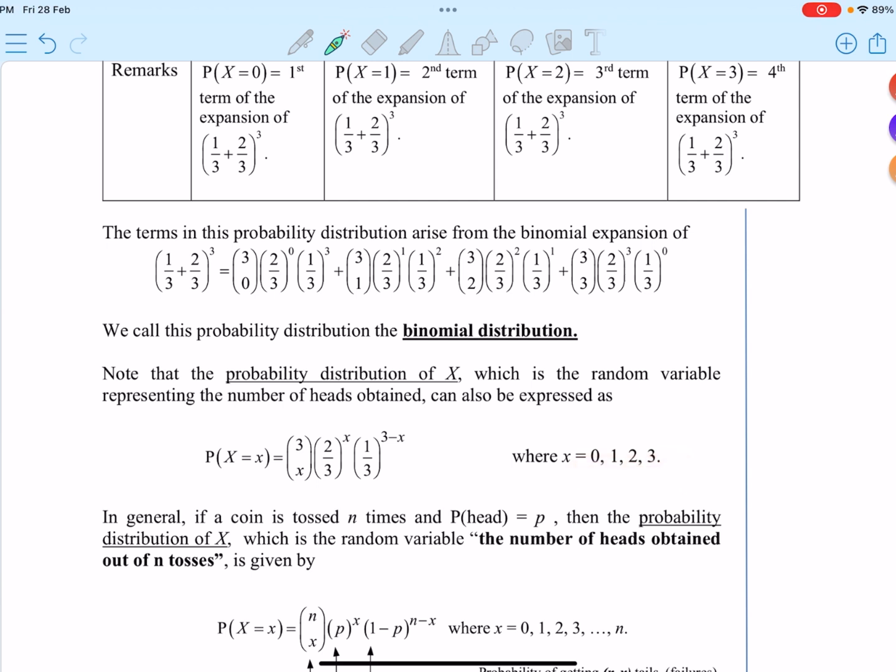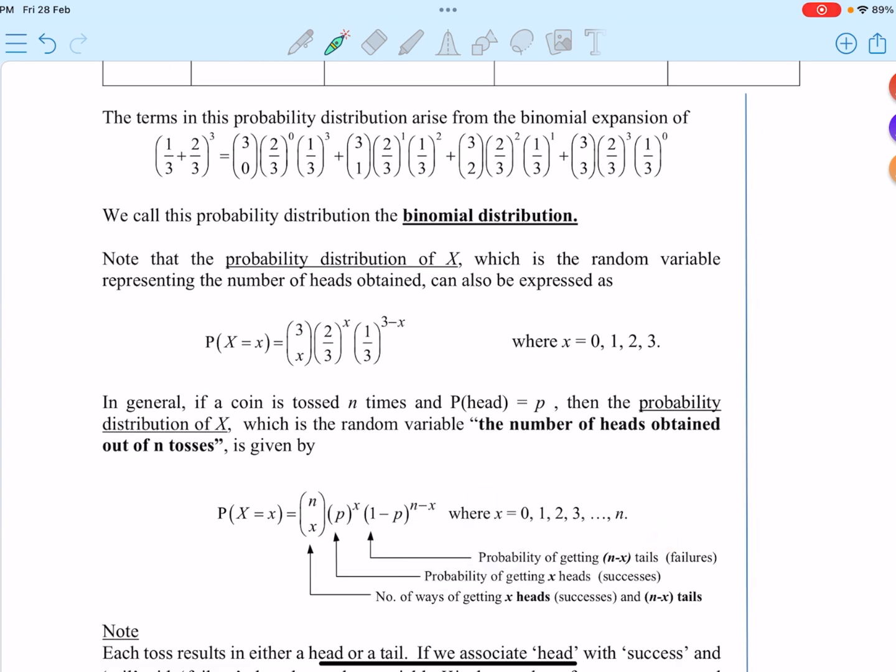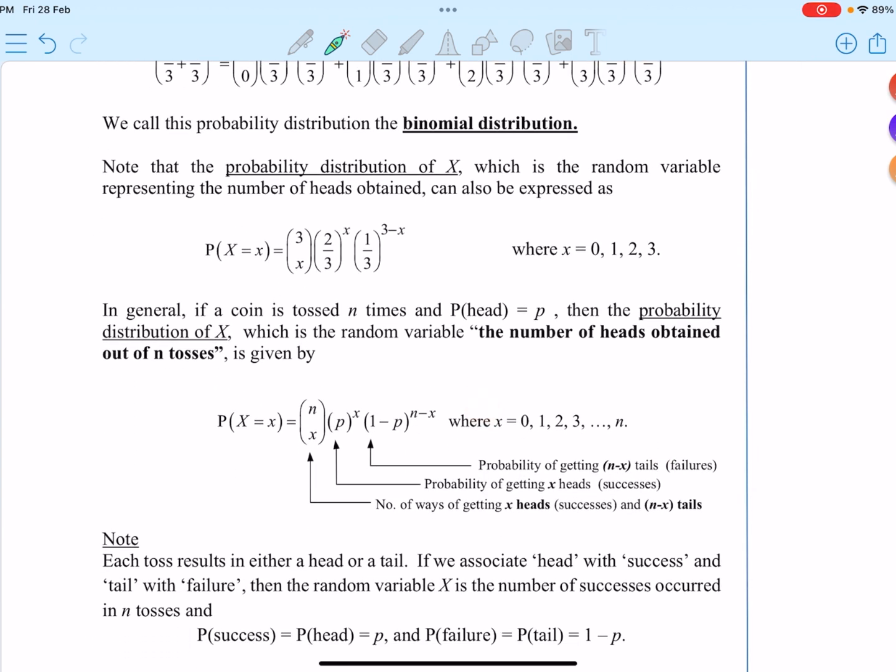What happens when a coin is tossed n times? Then the probability distribution of x, which is the random variable, the number of hits obtained out of n tosses, can be represented by this.